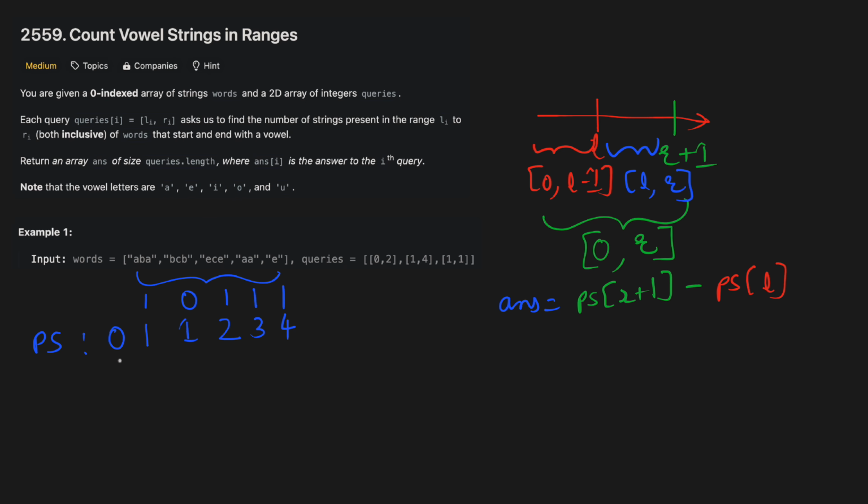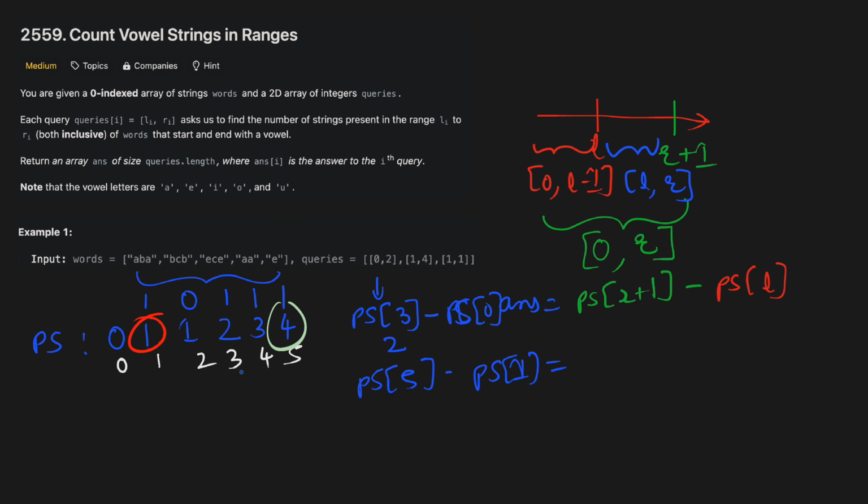For example, the indices of our prefix sums will be 0, 1, 2, 3, 4 and 5. And first query we see is 0, 2. So our answer will be prefix sum at index 3 minus prefix sum at 0, which will be equal to 2 minus 0 equal to 2. Then the next query we see is 1, 4. So our answer will be prefix-sum at index 5 minus prefix-sum at index 1, which is equal to 4 minus 1 equal to 3. And finally, for the last query 1, 1, our answer will be prefix-sum at index 2 minus prefix-sum at index 1, which is equal to 1 minus 1 equal to 0. And now we are done with all the queries, so we will return [2, 3, 0] as our answer.